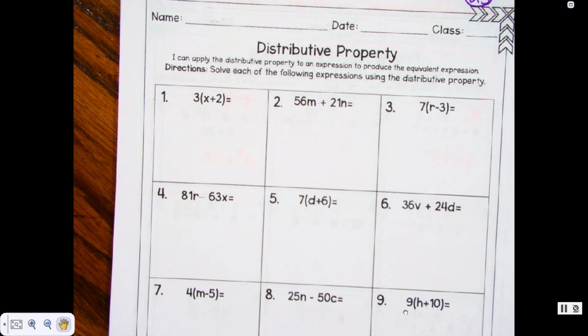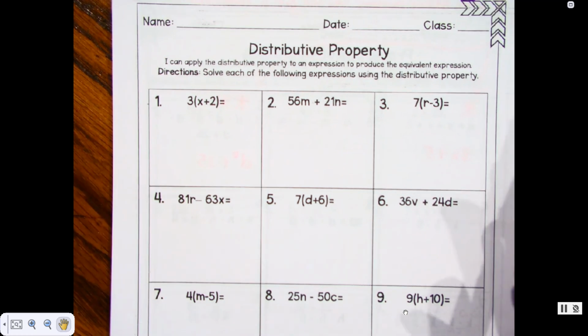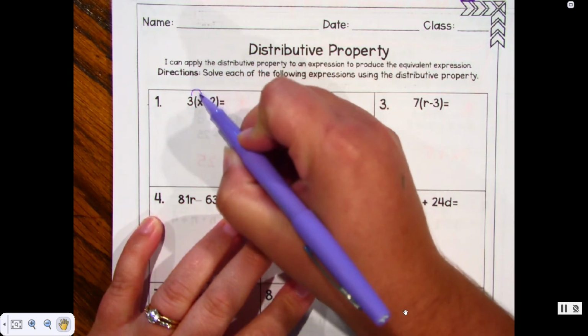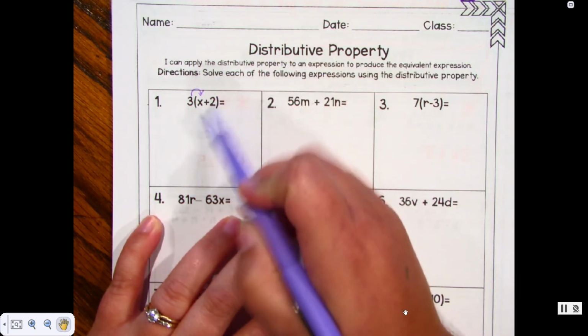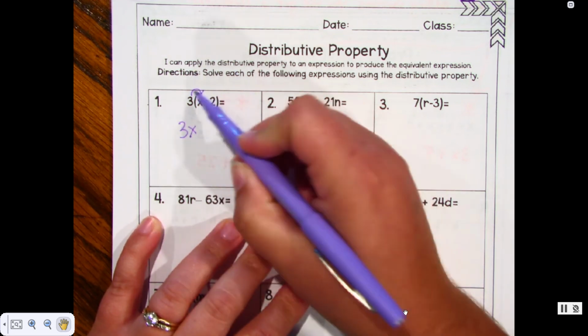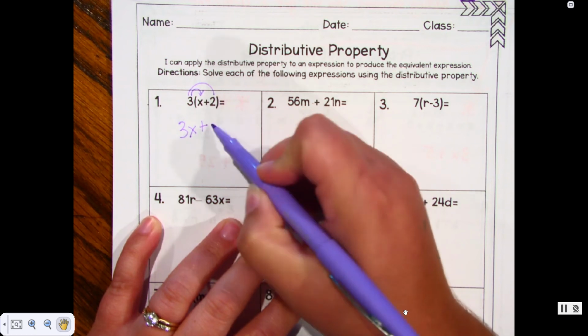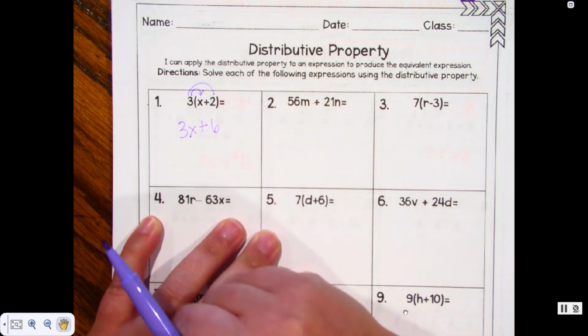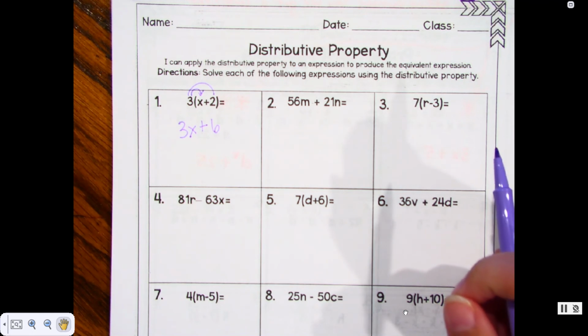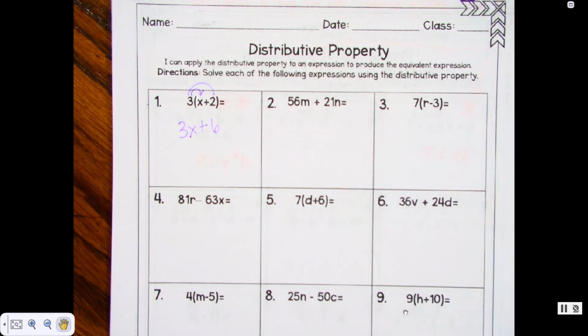All right, let's look at page 23 now. The distributive property, and we talked about this a little bit a couple weeks ago or one day last week or so. All we're doing is we're taking what's outside of the parentheses and distributing it to everything inside. So 3 times x would be 3x, and then 3 times 2 would be 6, and your operation sign stays the same. Okay? Number 2, we're going to go backwards.